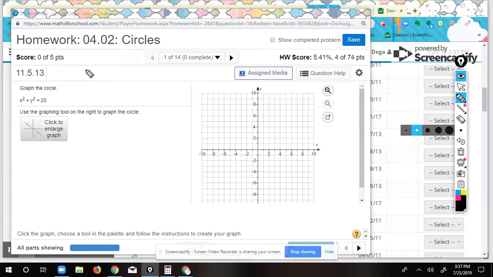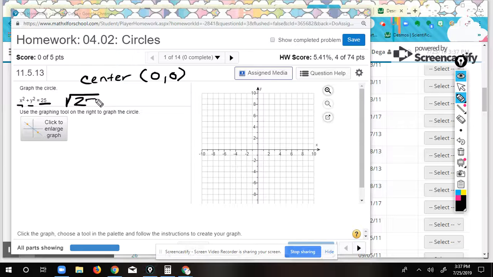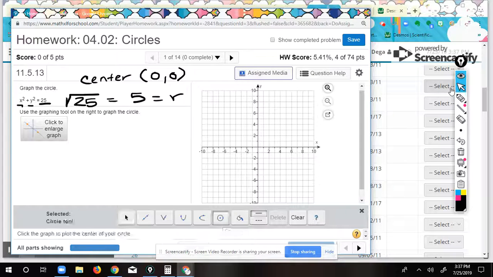So first thing, this circle doesn't have any values by x and y. So that tells us the center is at 0, 0. So first, to graph it, I'm going to put a center at 0, 0. This part is the radius. That's the distance from the center to the side. So I'm going to take the square root of that radius, and that tells me I have a radius of 5.